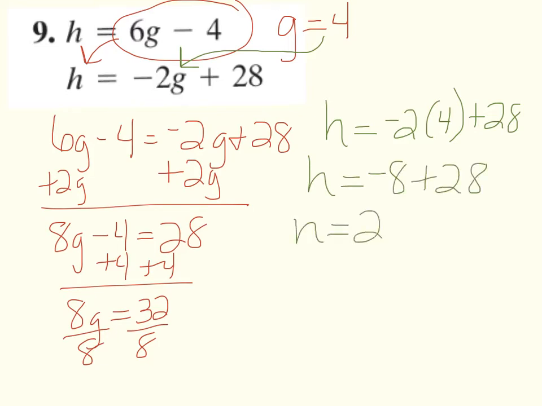h equals 20. Now remember, when you're using the substitution method, you can take your answer when you solve for the first variable and plug that back into either one of the original equations. It doesn't matter which one you choose. So the solution here is 4 and 20.